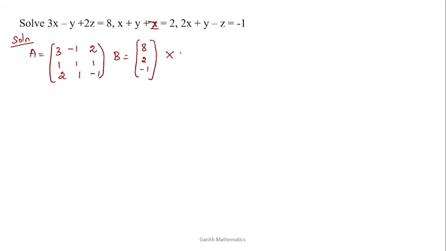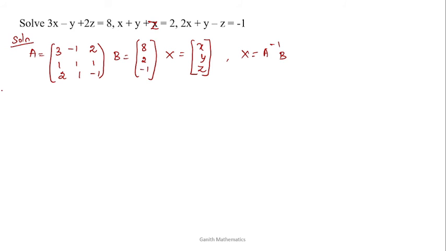Solution. Now we are going to write what is A, B, C. So A is nothing but the coefficient matrix, that is 3 minus 1 2, 1 1 1, 2 1 minus 1, and your B is nothing but the constant values 8 2 minus 1, and the variable matrix X is equal to x, y, z. So in order to find X, our formula is X is equal to A inverse B.